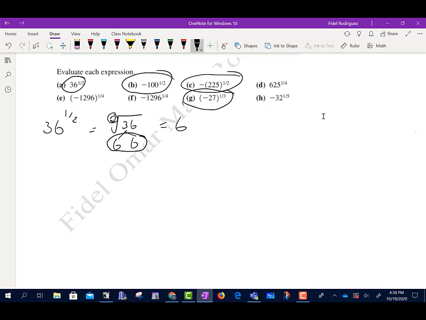But I want you to look at these because they have negatives on them, okay? So when I look at part B, it is negative 100 to the power 1/2. Now, the one thing I want to mention is that my exponent only goes to the number that's right in front. So this means that I'm looking at the negative of the square root of 100. Well, the square root of 100 is 10.